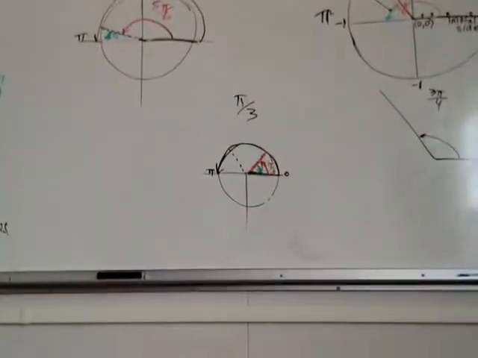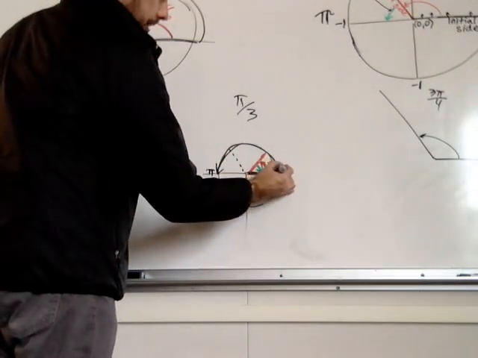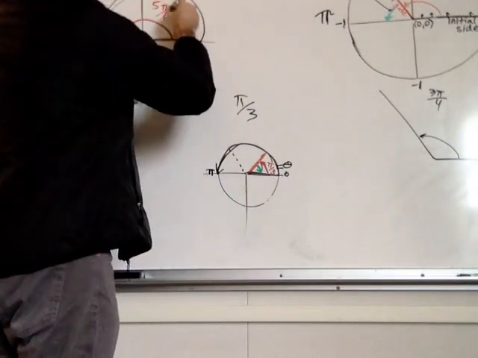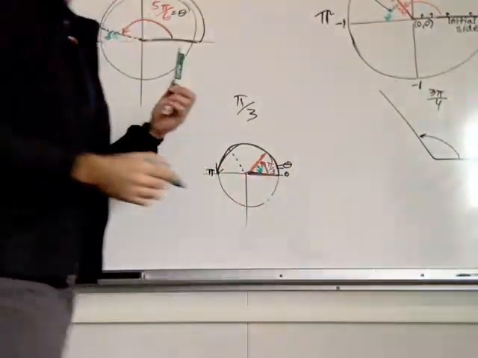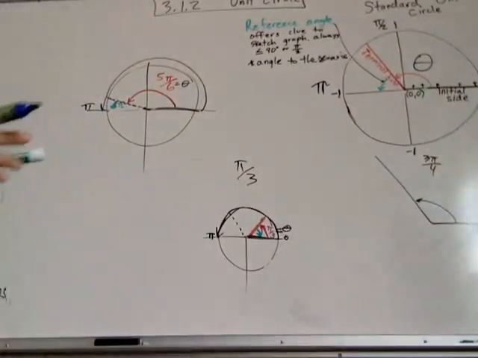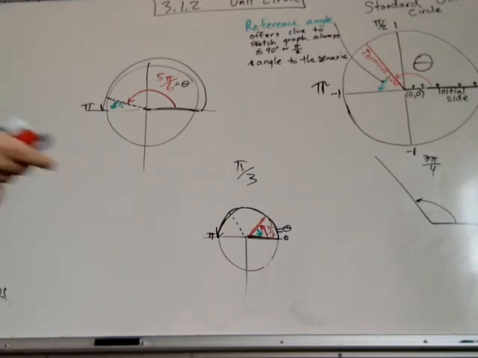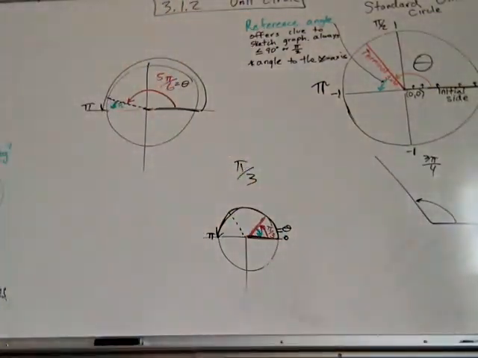Let's start to use that terminology again. This was our theta. Theta is basically just the angle that you are measuring from the initial side to the terminal side. So that's kind of the basis. Honestly, this is just stuff where you have to see it over and over.